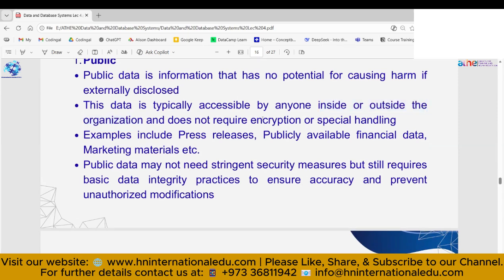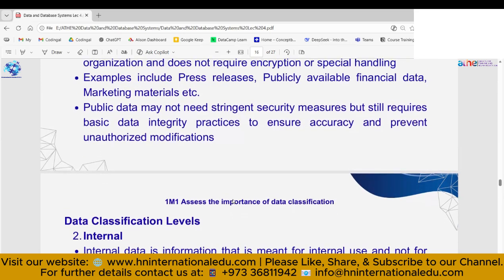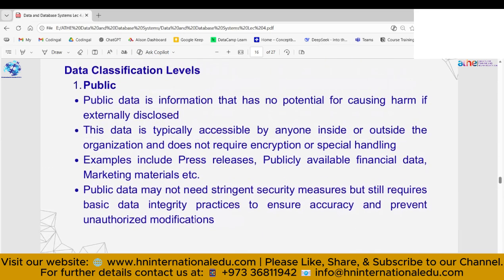For example, the census data that the census people collect from every house, how many people are living there. That census data is released publicly to everyone. Everyone can just go and look at that data. So it's public. You can see the examples as press releases, publicly available financial data, marketing materials, etc. Public data may not need stringent security measures, but still requires basic data integrity practices to ensure accuracy and prevent unauthorized modifications. That means that if it's public, other people should not be able to modify it.